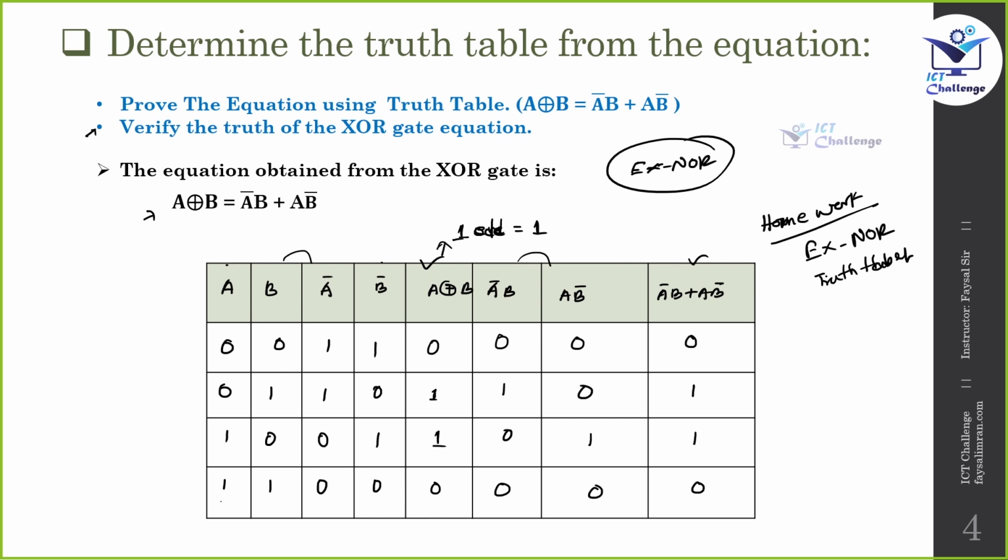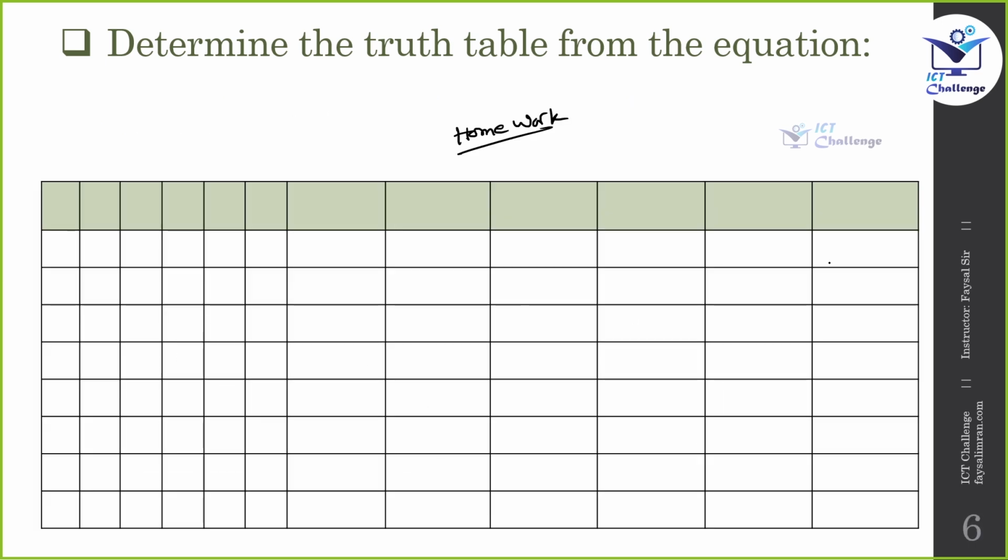You have to find out the truth table of the XNOR gate. The equation you have to find from your book and from your previous lecture, and after that you have to find the truth table for the XNOR gate. And this is another homework, you have to find the truth table for this equation. Okay, do you understand each of the things from our lecture?